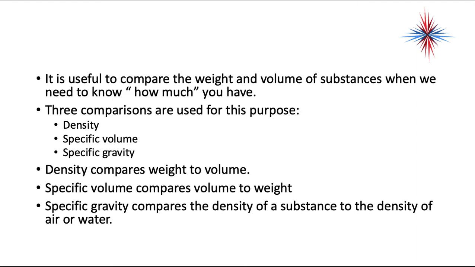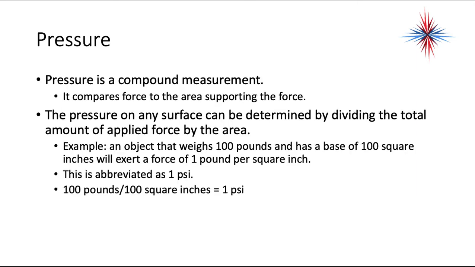Density compares weight to volume. Specific volume compares volume to weight. Specific gravity compares the density of a substance to the density of air or water. Pressure is a compound measurement. It compares force to the area supporting the force. The pressure on any surface can be determined by dividing the total amount of applied force by the area.